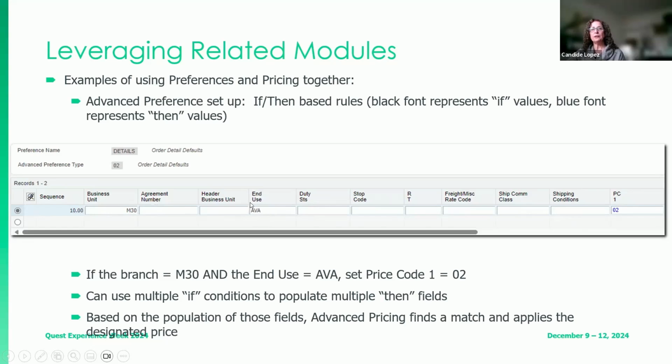So, depending on combinations, it might start out as M30, but if end use is AVA, I want to change it from M30 to D30 or something like that. So the if fields can also flow into the then fields. And you can use multiple if conditions as you see here, okay? Then based on the population of this being an O2, my advanced pricing record of $60 would pick that up and apply that $60 to the price of the item.